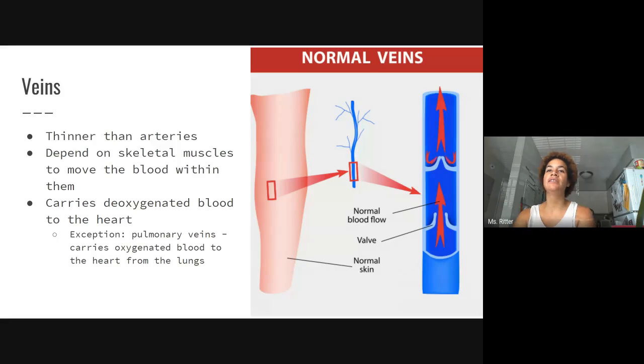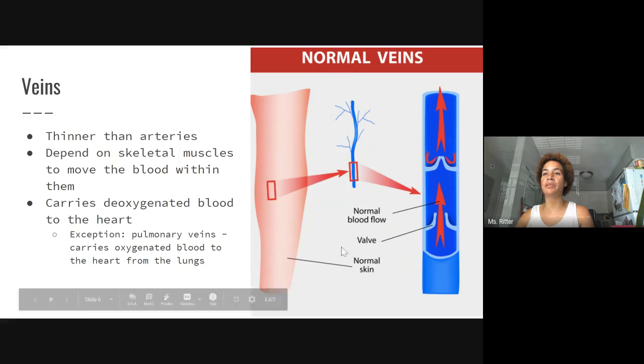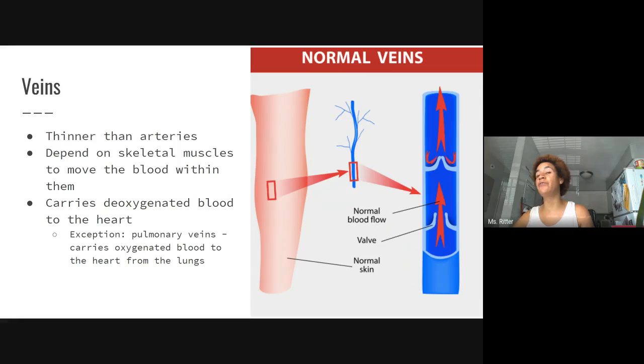Okay, next we have veins. Veins are going to be thinner than arteries, so they're not as thick as your arterial walls, but they're a little bit thinner. And these are not pumping blood, okay? Instead, they are totally dependent on skeletal muscles to move the blood within them. Okay, so these skeletal muscles are pumping the blood as opposed to the vein itself pumping the blood. So it relies on skeletal muscles and then these fancy valves, which we use in our heart, right? To make sure the blood isn't flowing backwards and pooling at the bottom or in our like feet, right?